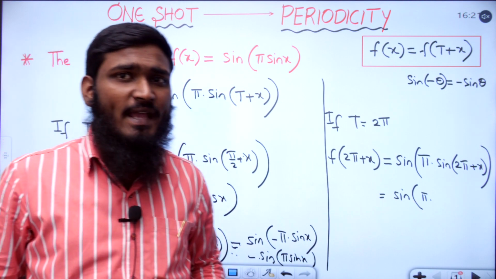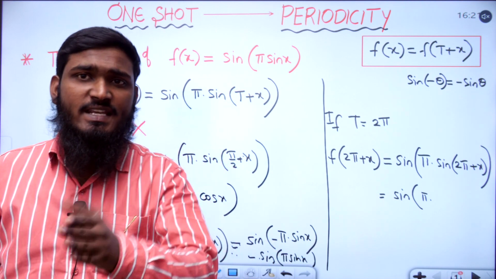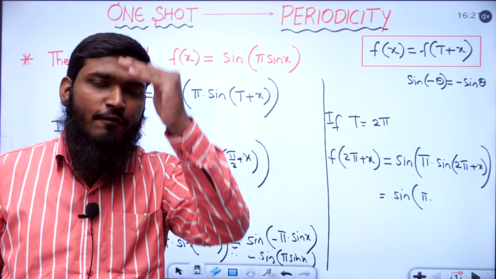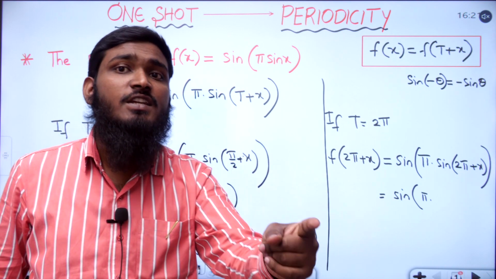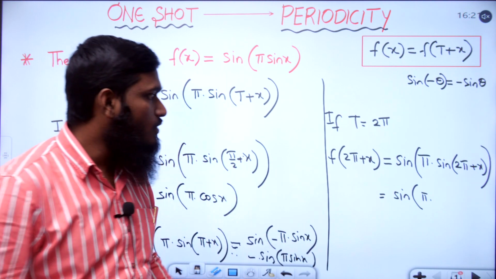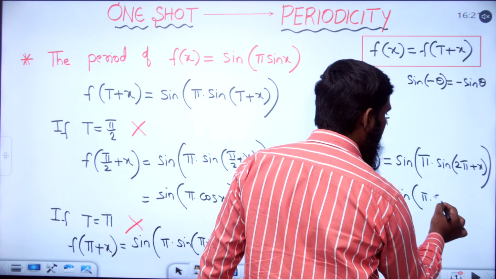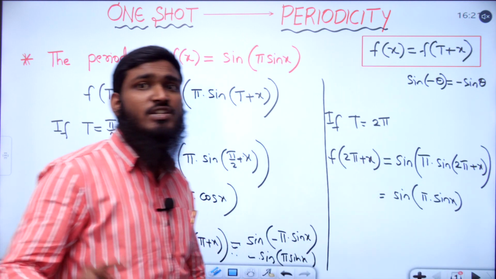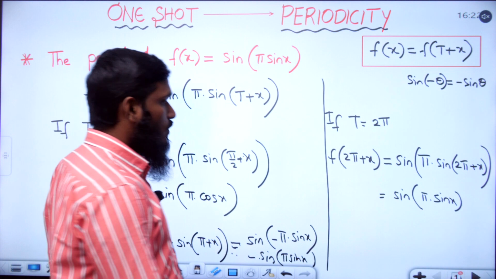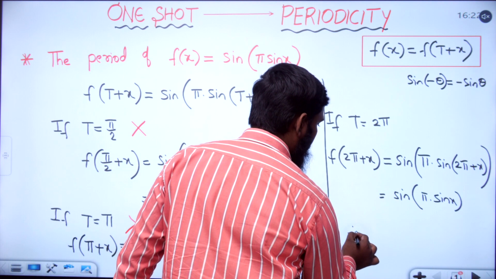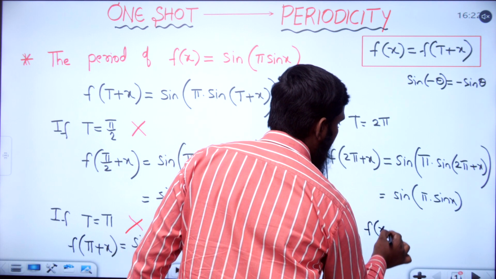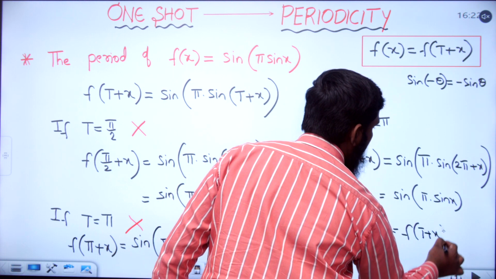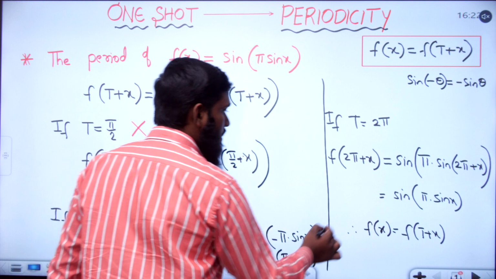What is the meaning of 2 pi actually? 2 pi means 360, so 360 plus theta, which quadrant? First quadrant. In the first quadrant all functions are positive, and with 360 there is no need to change the function. So what answer do we get? Sine of pi into sine x. Okay, so for this part the condition is satisfied. Therefore f of x equals f of t plus x.